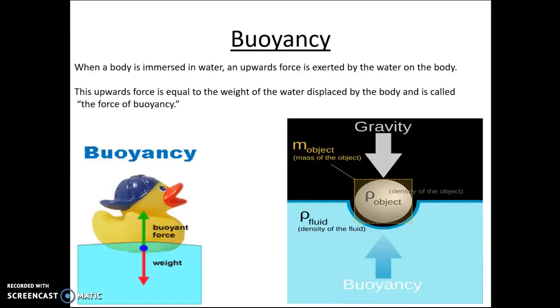So buoyancy. When a body is immersed in water, there will be an upwards force exerted by the water on the body. As your weight comes down, there'll be the same force effectively going up, and that will be equal to the weight of the water that's displaced by the body, and this is the force of buoyancy. So we've got gravity, the object, and then buoyancy.